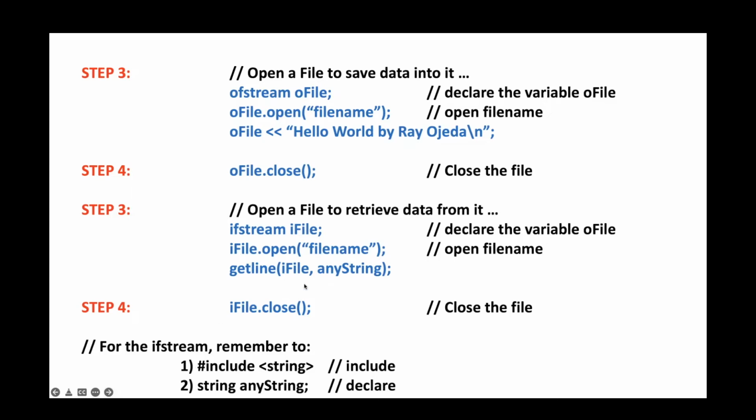A couple of things that you've got to see here. Number 1, since I'm doing a string right here, I've got to include string, and then I've got a string, and then I'm using anystring as my string. Basically I'm doing declaration of strings. I can use strings, and I'm putting the information of the file into anystring. After this, anystring will be equal to hello world by Ray Ojeda.